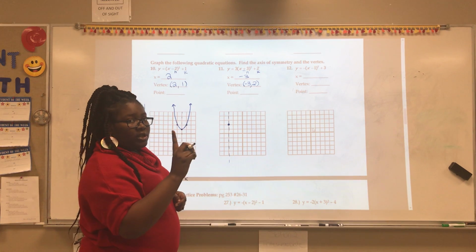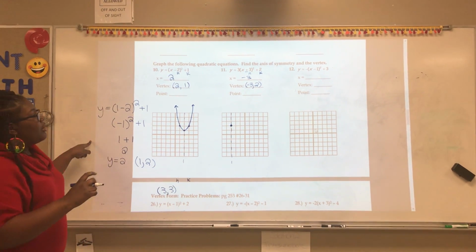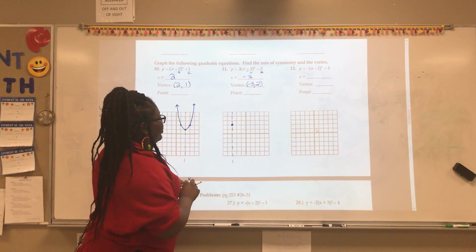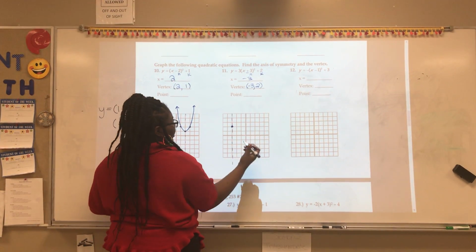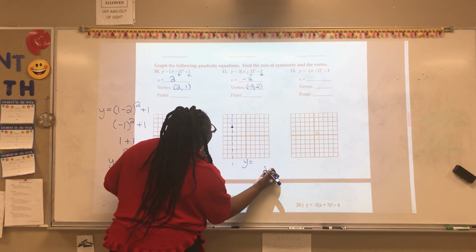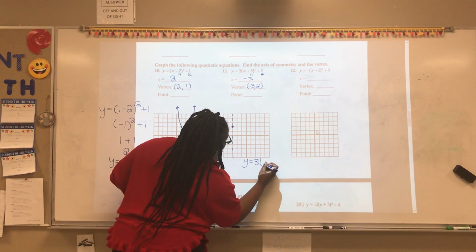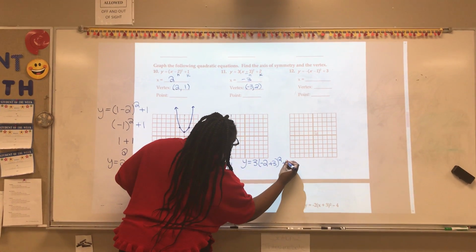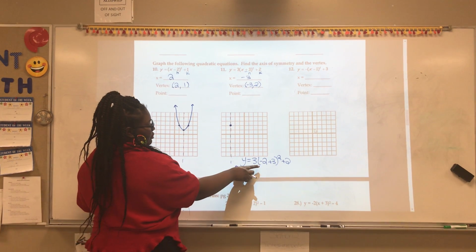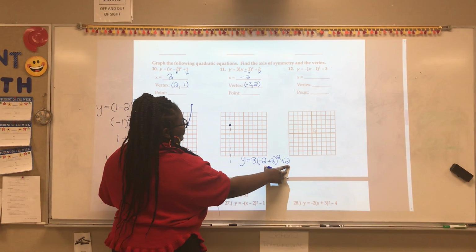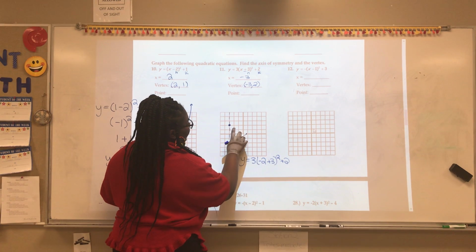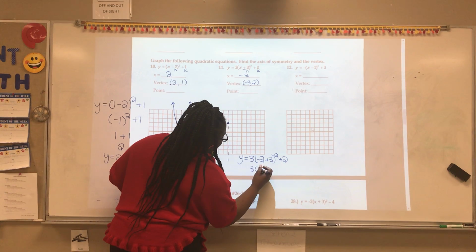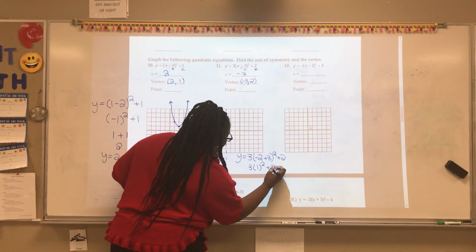All right, and then I'm going to choose one additional point, just like I did over here, to find for my parabola. I'm going to choose x equals -2. So I'm going to go ahead and plug in y equals 3 times -2 plus 3 squared plus 2. See, I just substituted in my x for the value that I want to find. So I got 3 times -2 plus 3 is 1 squared plus 2.